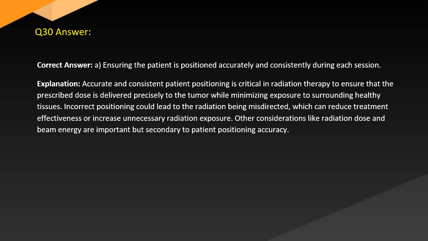Explanation. Accurate and consistent patient positioning is critical in radiation therapy to ensure that the prescribed dose is delivered precisely to the tumor while minimizing exposure to surrounding healthy tissues. Incorrect positioning could lead to the radiation being misdirected, which can reduce treatment effectiveness or increase unnecessary radiation exposure. Other considerations like radiation dose and beam energy are important but secondary to patient positioning accuracy.